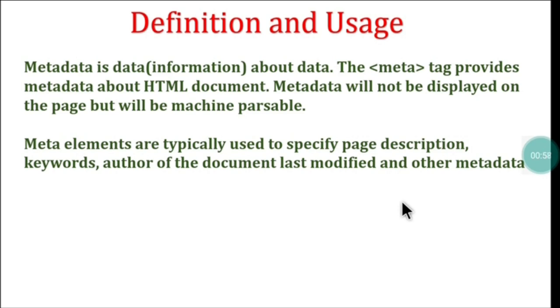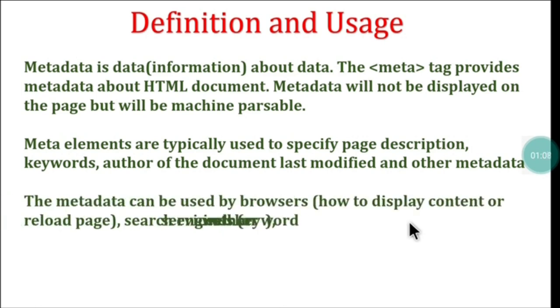Why we use meta elements? To specify page description, keywords, author of the document, last modifier and other metadata. It can be used by browsers to decide how to display content or reload the page, by search engines for keywords, or by other web services.